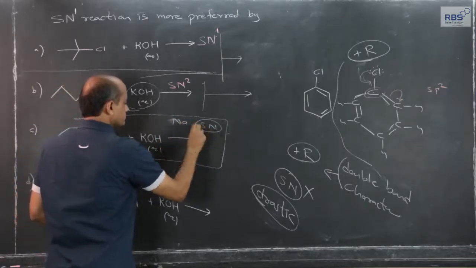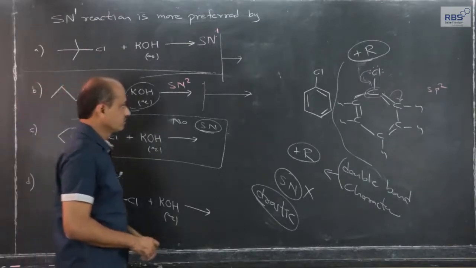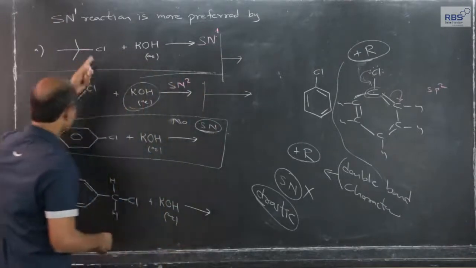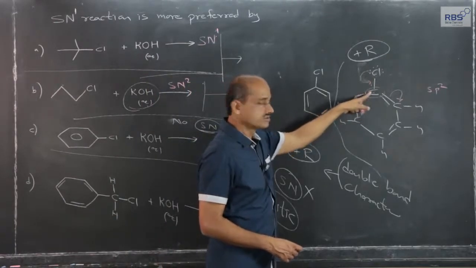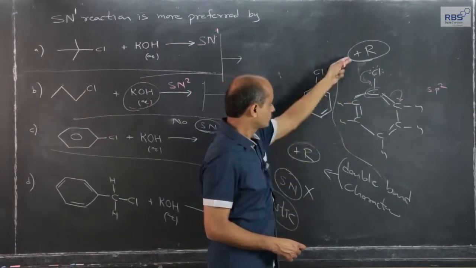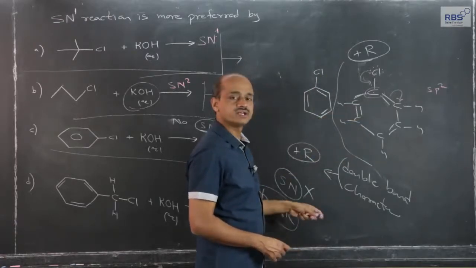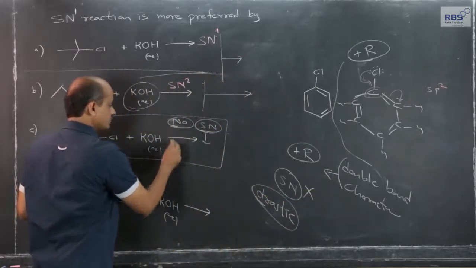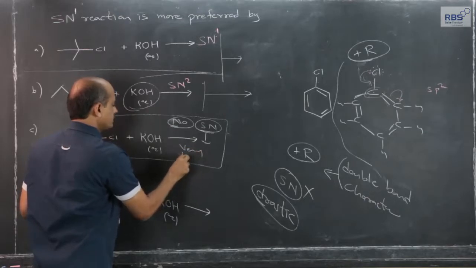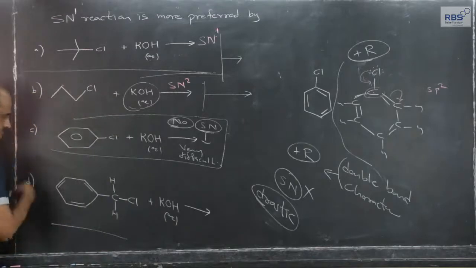So, if we compare the other options, for this option we have no SN reaction, or an SN2 reaction only under drastic conditions, because as compared to the carbon-chlorine bond in other cases, this carbon-chlorine bond is stronger because of resonance and because of the sp2 hybridized carbon, and therefore SN reactions are very difficult. So, no SN reaction, or we can say very difficult. Now, let us switch over to this.